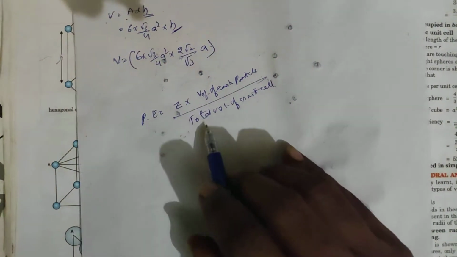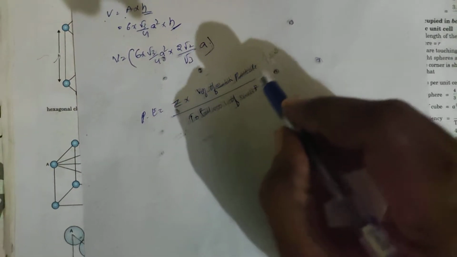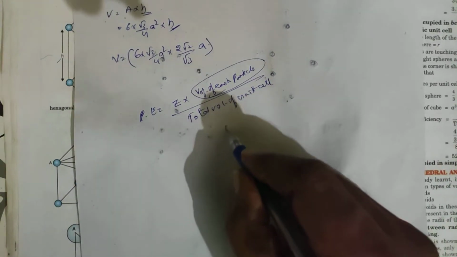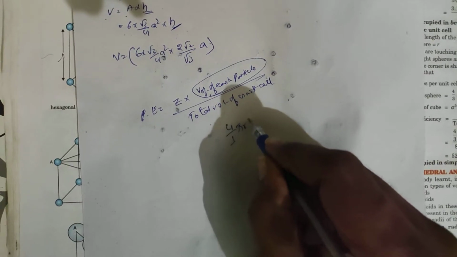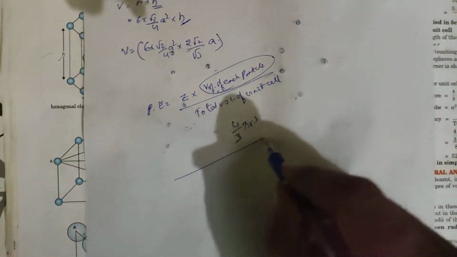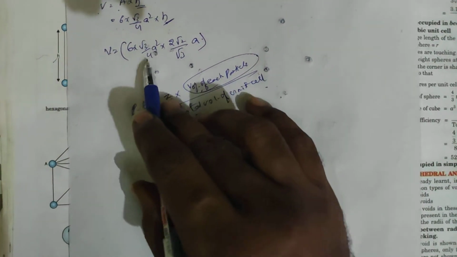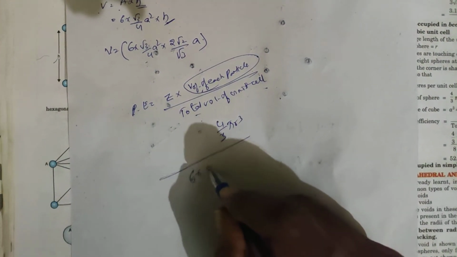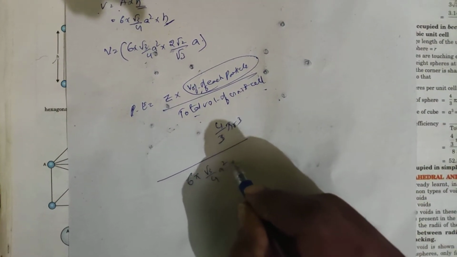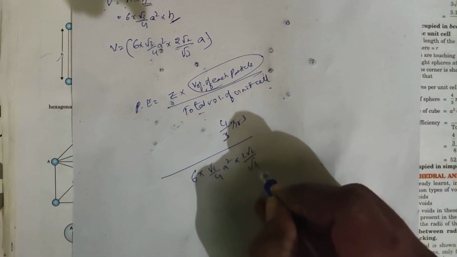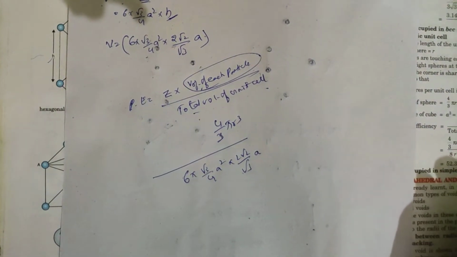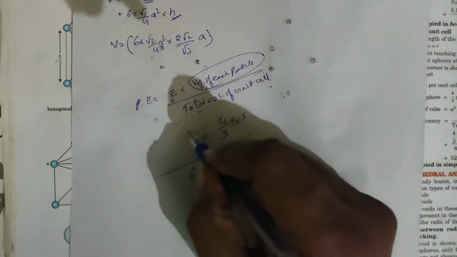Clear? This is the thing you will be getting. So the volume of each particle, you know, is 4 by 3 pi r cube. What is the total volume? This is the total volume: 6 into root 3 by 4 a square into 2 root 2 by root 3 a. And you should find out the value of z.